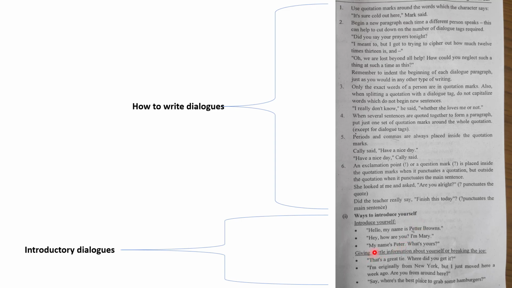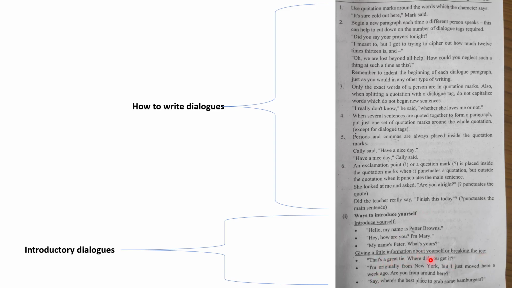So the next thing is giving a little information about yourself, or breaking the ice. Breaking the ice is an idiom used in the English language, which can also be said as breaking the dreadlock or something like that. It generally implies that you are breaking the silence of the room. For example, you are inside a room or a party where people are involved in their own conversations, but you want to get involved in that group of people, so you have to break the ice.